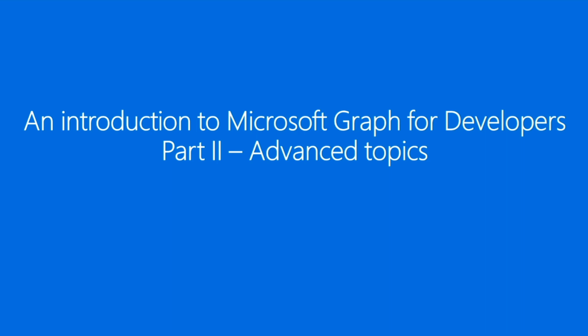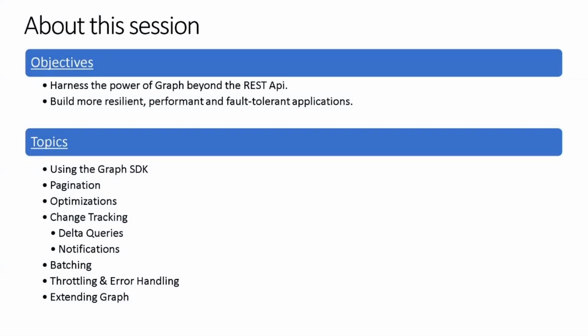Let's start on the second topic, which is part 2, where we discuss the advanced aspects of Microsoft Graph for developers. What would we cover here? The objective is to harness the power of Graph API beyond just the REST API. We had a simple example where we created, updated, and deleted a user. We'll go beyond and see what other things you should be aware of, nicely taken care of by the Graph SDK, but it's good for you to know.